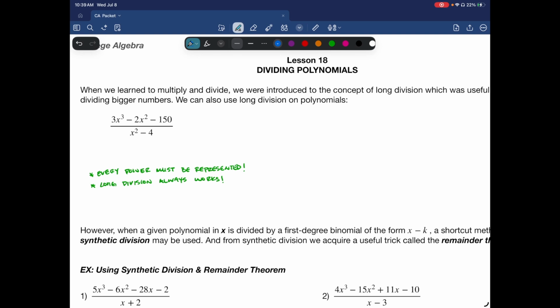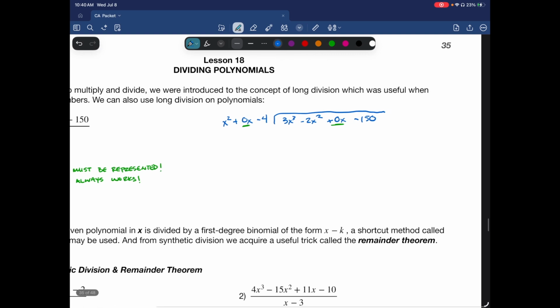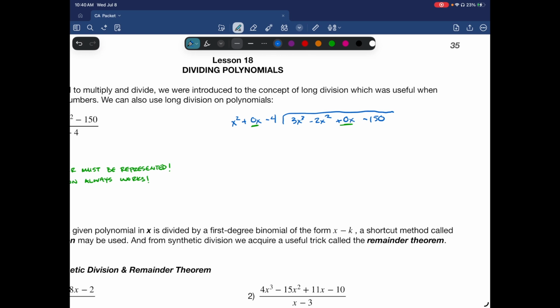So on this problem right here, 3x cubed minus 2x squared minus 150 over x squared minus 4, you have x cubed, x squared, but you don't have an x. So I need to include that when I write it. And on the bottom, I have x squared, but I don't have x. So I need to write that out as well. So I have x squared plus 0x minus 4 on the outside, and on the inside, I have 3x cubed minus 2x squared plus 0x minus 150. Again, I included the 0x on the outside and the inside to make sure every power was represented from highest to lowest.